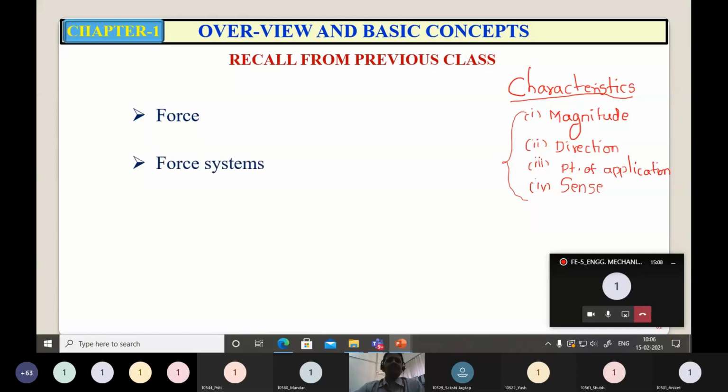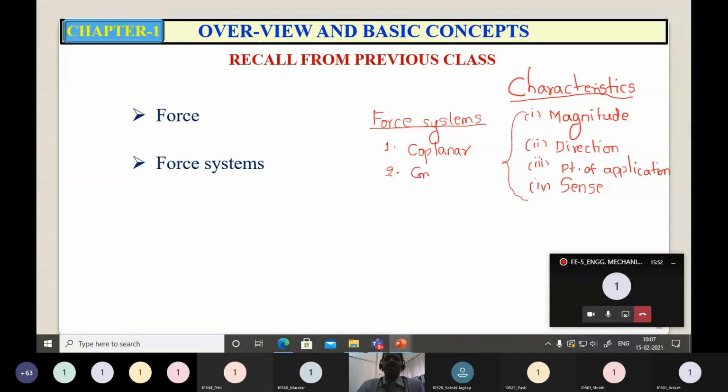Then we have seen the force systems, different types of force systems. What are the types of force systems? We have learned in engineering, basically there are 4 types of force systems. Coplanar force system and non-coplanar force system. If all the lines of action of the forces are in the same plane, then that system is known as coplanar force system. If not, non-coplanar force system, right?